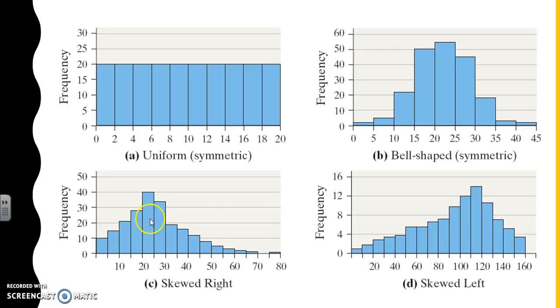And then we have skewed right, so the way that I remember this is it tails off to the right, and then skewed left, right? So we can see that it tails off to the left. So that's the different types of distributions that we have.